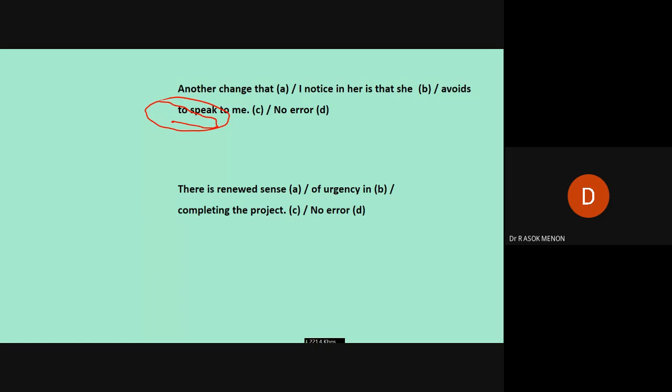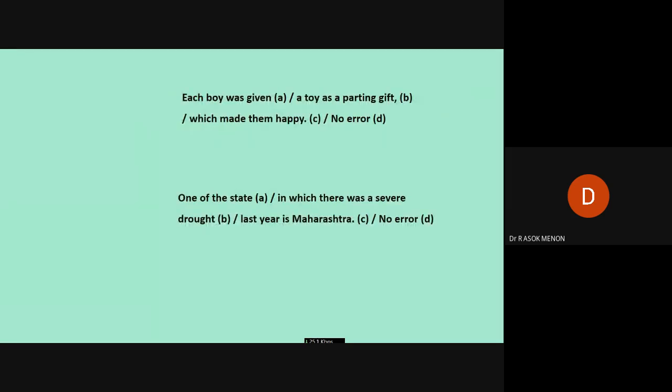There is a renewed sense of urgency. That means there is the need of an A here. There is a renewed sense of urgency in completing the project. Okay, that's right. Then we have: each boy was given a toy as a parting gift, which made them happy.